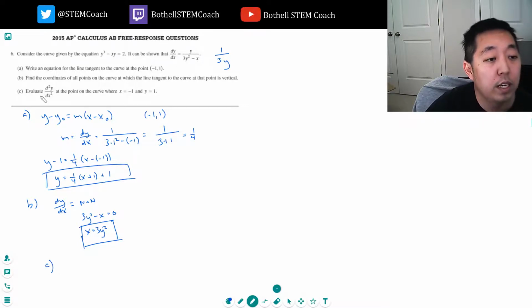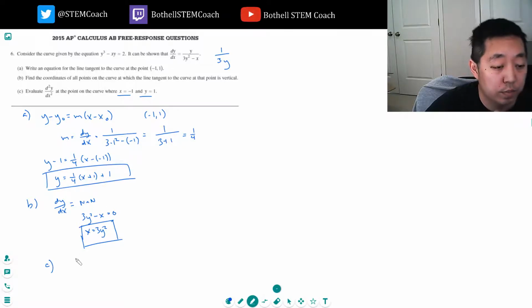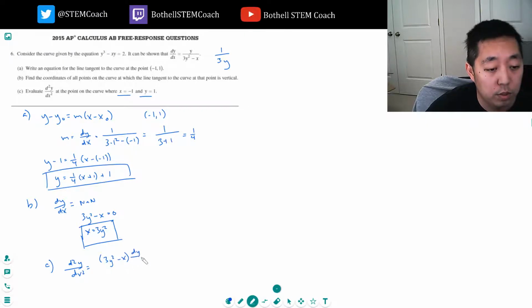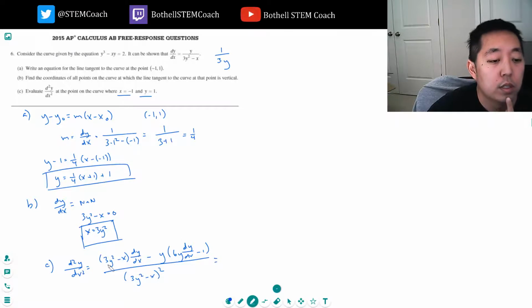Okay. Evaluate the second derivative at the point on this curve. So the second derivative here is just the derivative of this. I'm going to use the quotient rule here. Bottom times the derivative of the top, which would be dy/dx, minus top times the derivative of the bottom. That's 6y, and by chain rule, dy/dx, minus 1, over the bottom squared. Okay, let's just plug it in at this point.